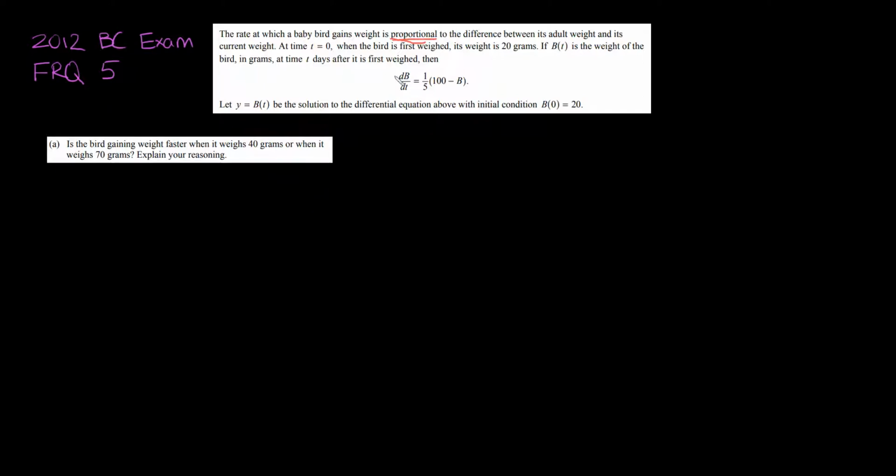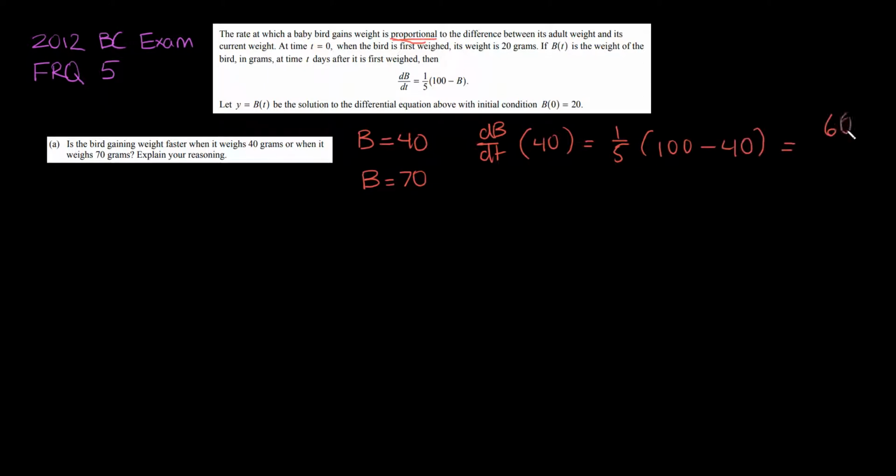And the question is, when b equals 40, is dB dt going to be greater than when b equals 70 or less? So let's think about it. dB dt when b equals 40 is going to equal 1/5 times 100 minus b. This is 100, b is 40, so minus 40. So this is equal to 60 divided by 5, which we could simplify, but it doesn't matter for the sake of the question.